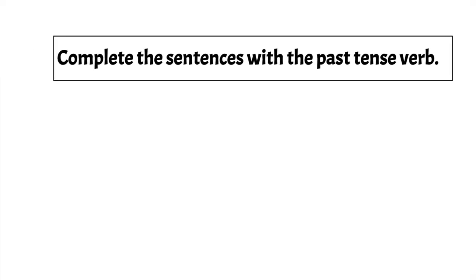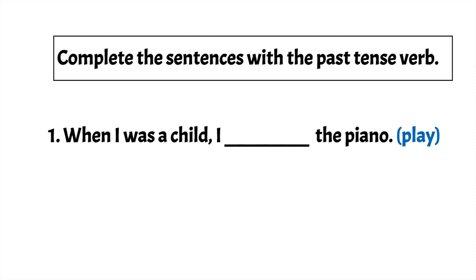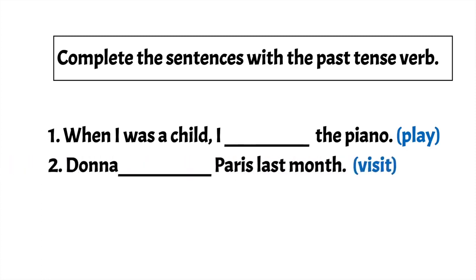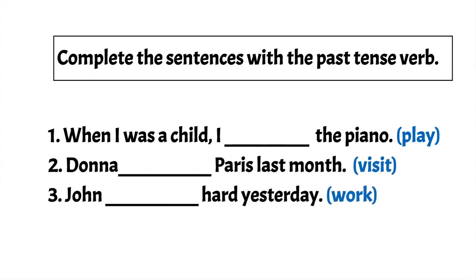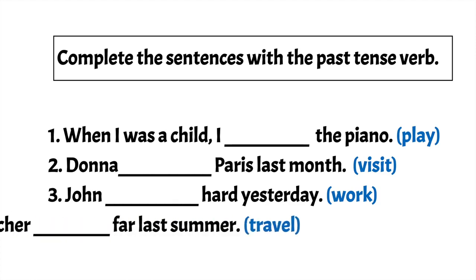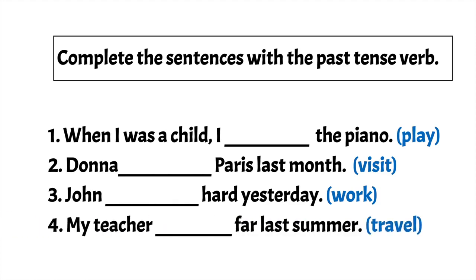So, complete the sentences with a past tense verb. Number 1. I was a child, the piano. Donna, Paris, last month. John, hard, yesterday. My teacher, far, last summer. So pause the video and write your answers.